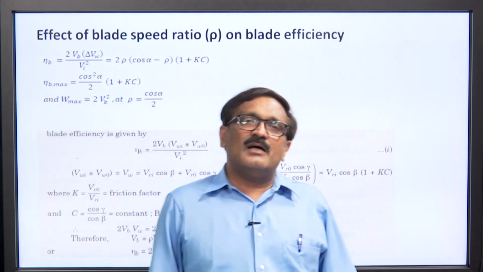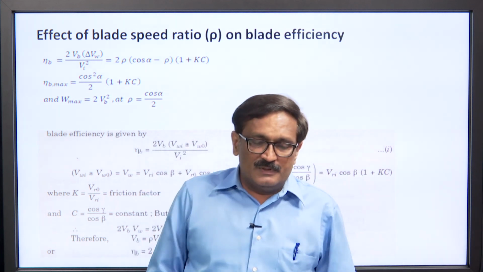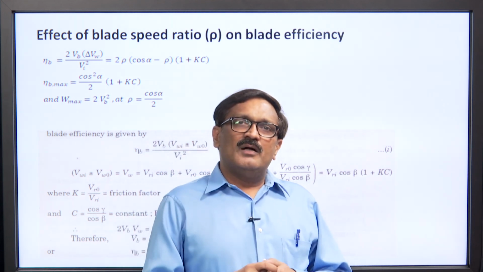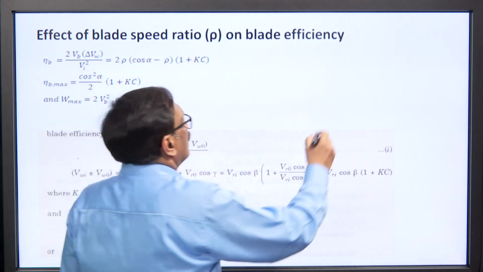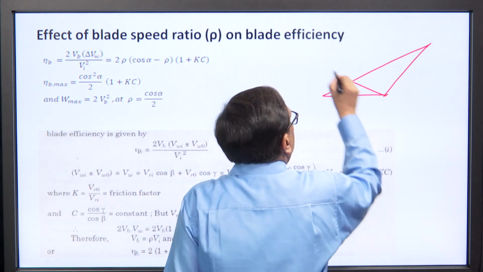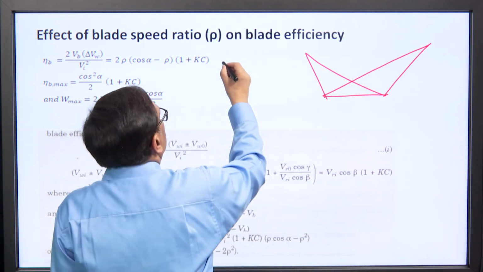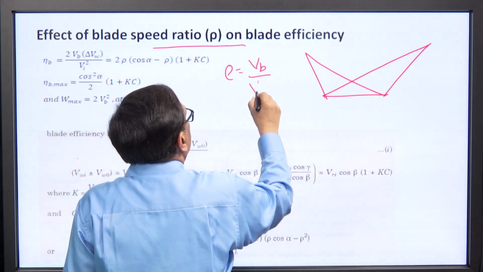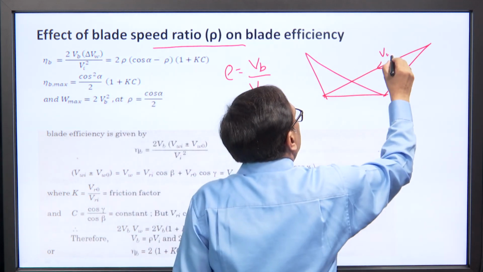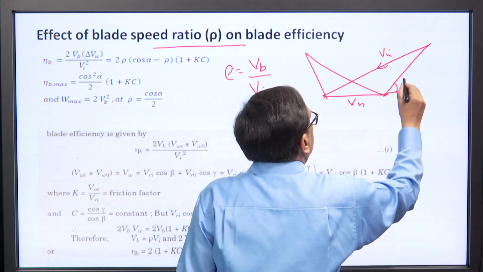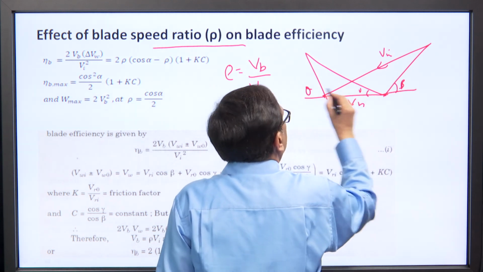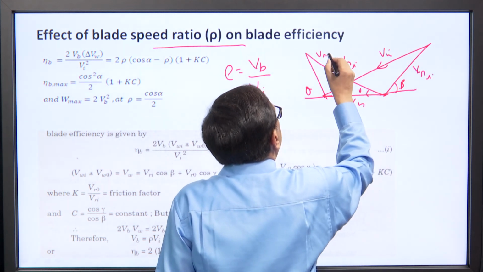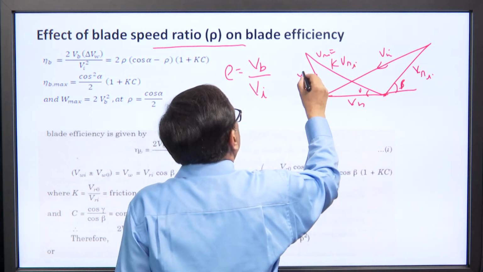Now, we see that as the blade speed is changing, the efficiency of the wheel is changing. For the condition of blade speed giving maximum efficiency, one term is going to be there, that is the blade speed ratio, rho. This rho is nothing but the speed of the blade divided by the absolute velocity of steam at the inlet. Here we have V_rI, that is V_rO, and this is V_o. This is the velocity angle.